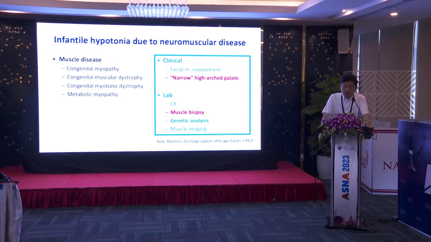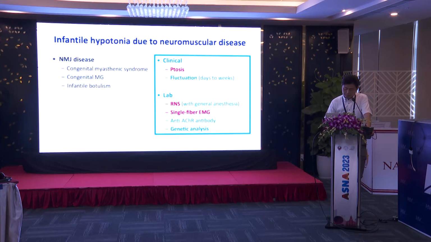And of course, definitive diagnosis is made by genetic analysis. And again, muscle imaging is also important. For neuromuscular junction disease, patients often show ptosis, and the fluctuation is very important. And of course, diagnostic testing is evaluation of neuromuscular junction conduction by repetitive nerve stimulation. But this is often very difficult for infantile patients.